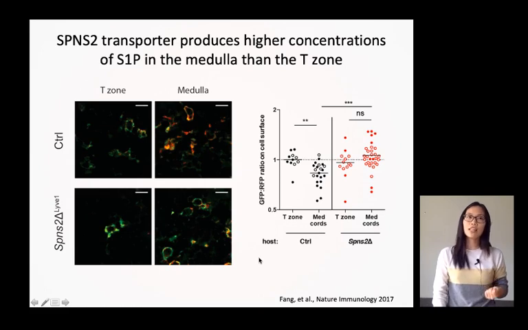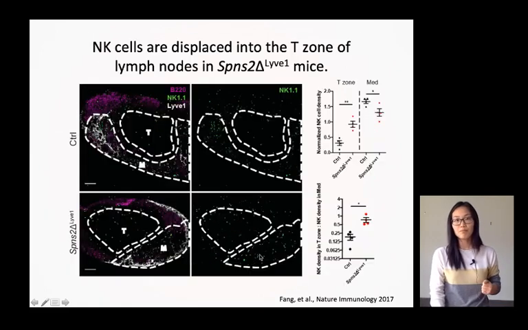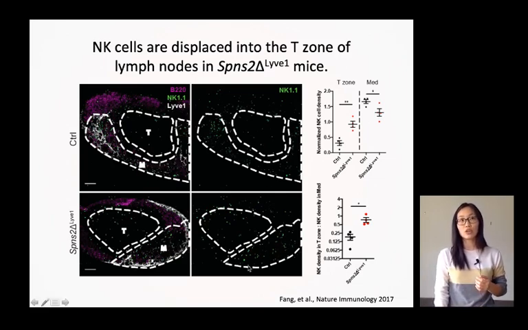Our next question is, are these gradients important for cell localization? What are the functions of these gradients? So we looked at lymph node organization in Spinster2 deficient mice, again, where lymph node gradients are disrupted. I'm not showing the macrophages here, but they were largely fine. NK cells, however, shown in green here, look mislocalized from the medulla into the T-zone. And we quantified this in various ways, all of which showed a relative increase of NK cells in the T-zone and a decrease in the medulla. This is the ratio of the NK cell density in the T-zone compared to the medulla, and you can see that in Spinster deficient mice, this ratio is a lot higher.